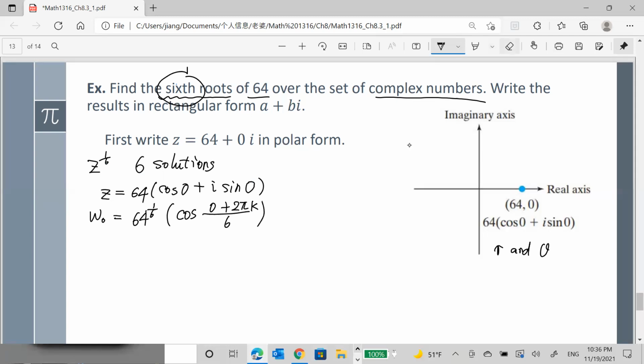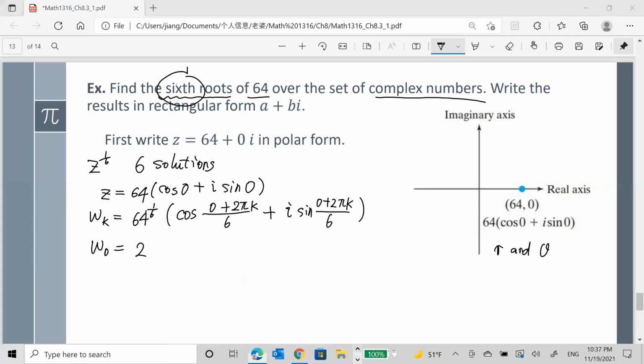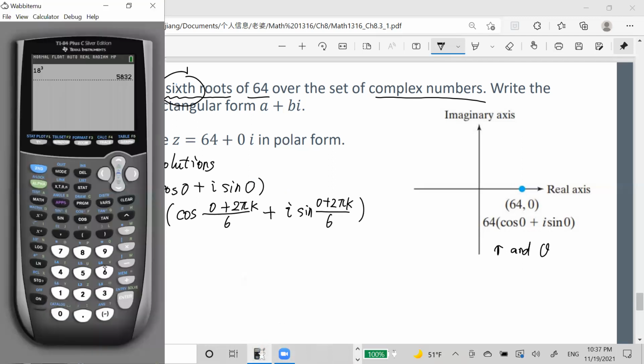And then plus I times sine 0 plus 2 pi k. So this is a general solution, because if I plug in 0 here, I just put 0 here. So the first step, it's better to write the general solution. So for k equals 0, let's plug in 0 here. So 64 to the 1/6 power, that's 2, right? Let me make sure. 64 to the 1/6 equals 2. Yes, that's 2.